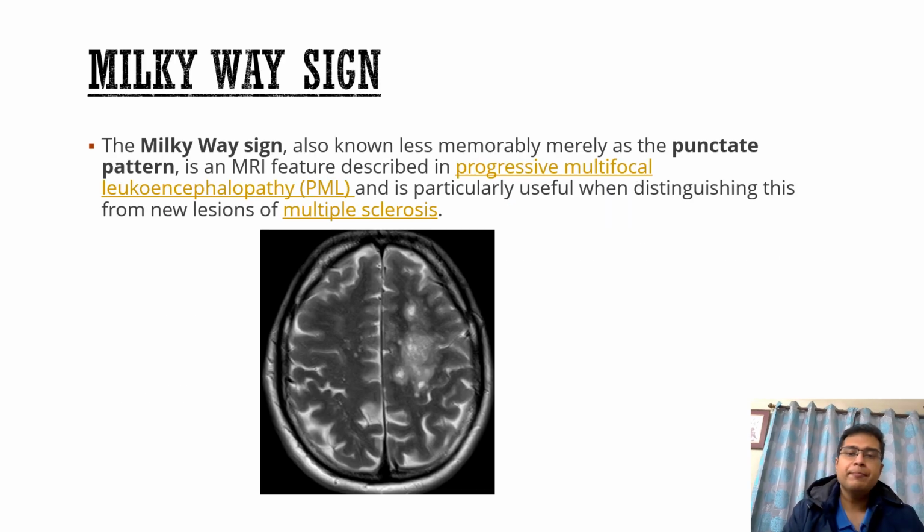So coming to all the important signs that are seen in progressive multifocal leukoencephalopathy and were seen in the images that I had provided, starting with the Milky Way sign. So here we can see that on T2 weighted images, there are punctate hyperintensities that are seen, which look like the Milky Way, all the galaxies in the Milky Way.